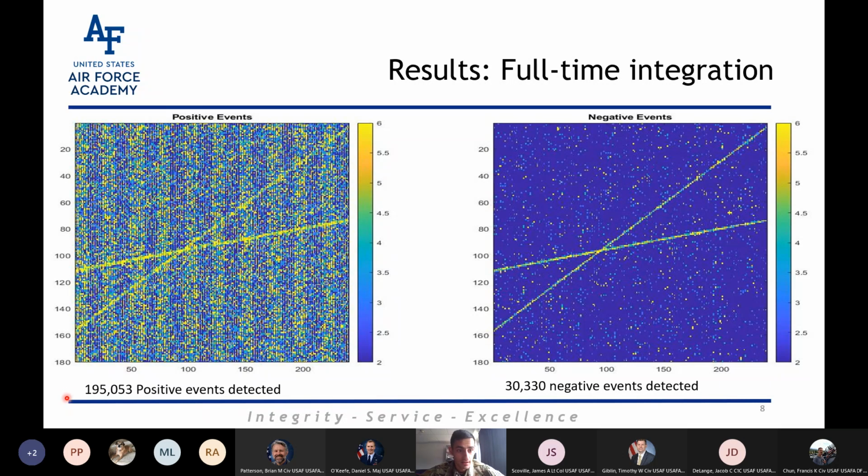Additionally, you can see that 195,000 positive events were detected compared to 30,000 negative events. That's a crazy difference in just how many events were detected. Note that we do not see all 3 satellites. You may have seen a 3rd satellite in the previous slide, but we did not see that. That kind of indicates to us that it was not bright enough to detect with our relative bias settings or things like that.